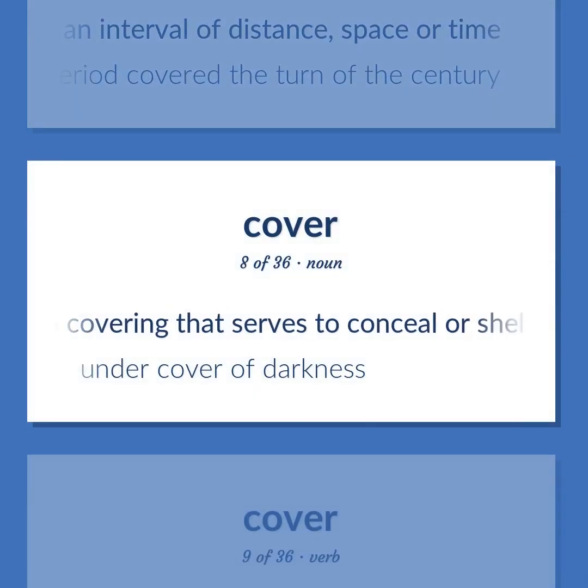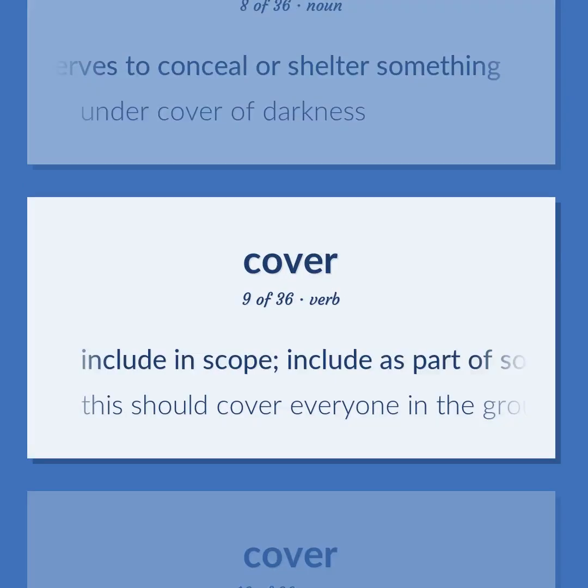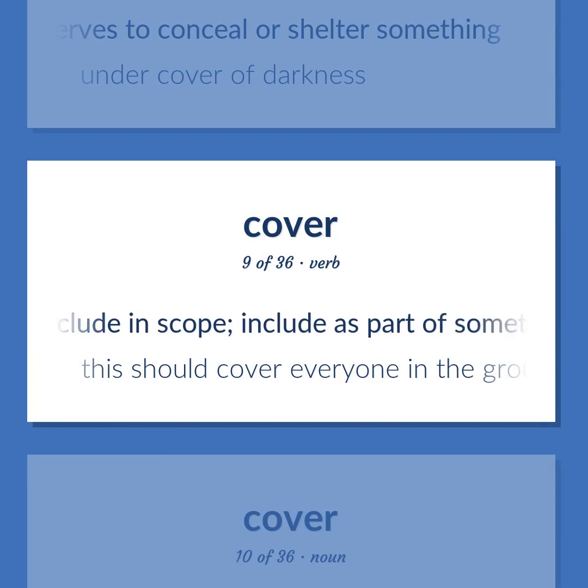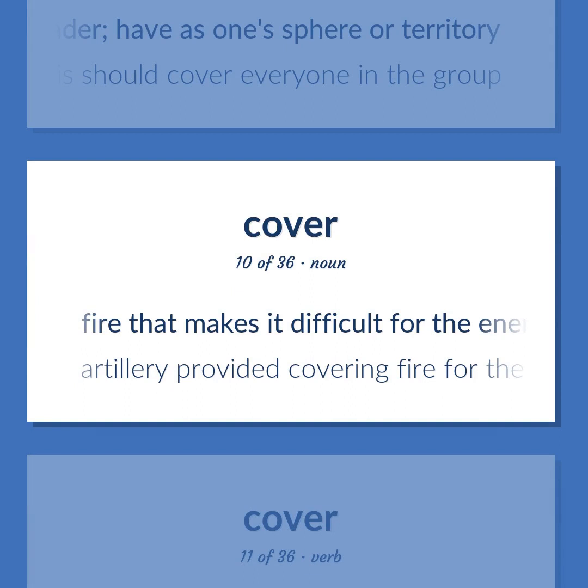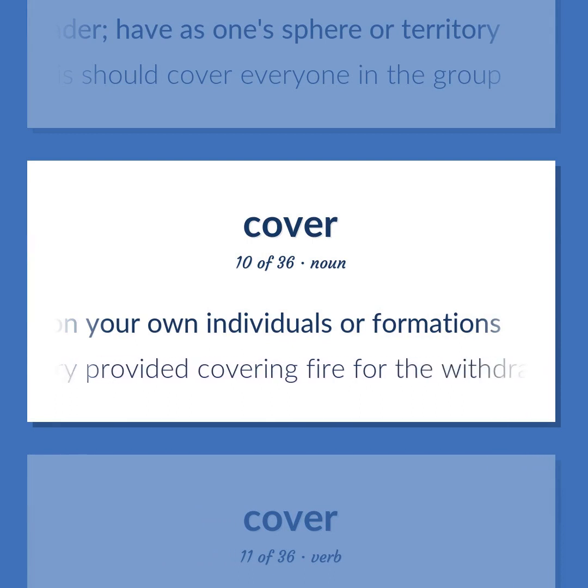A covering that serves to conceal or shelter something. Under cover of darkness. Include in scope. Include as part of something broader. Have as one sphere or territory. This should cover everyone in the group. Fire that makes it difficult for the enemy to fire on your own individuals or formations. Artillery provided covering fire for the withdrawal.